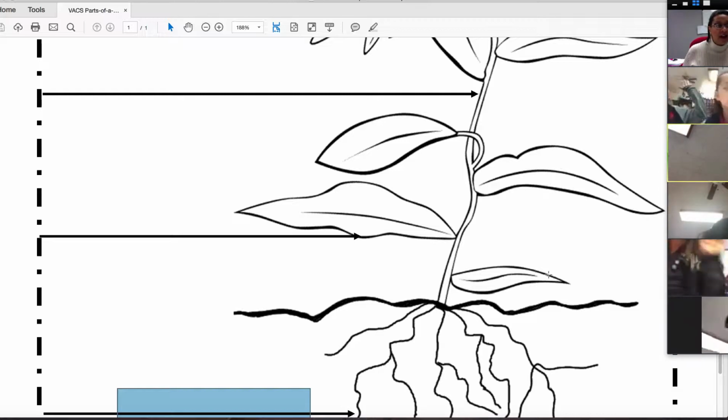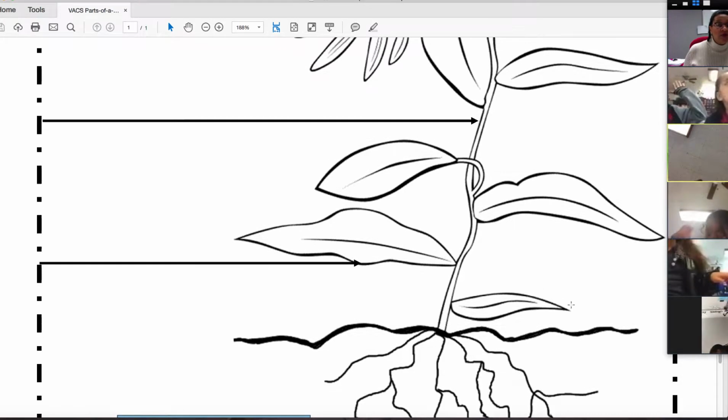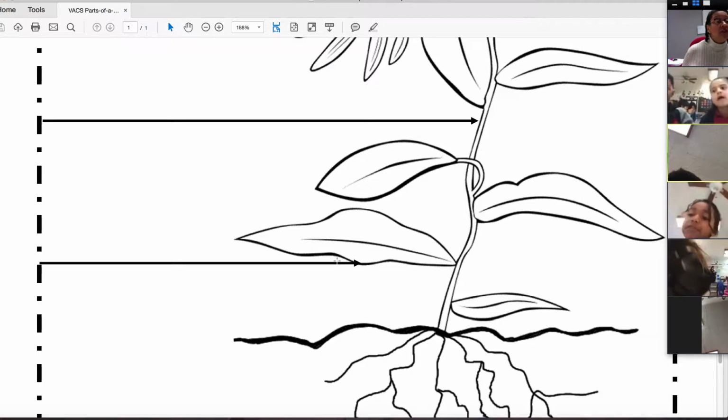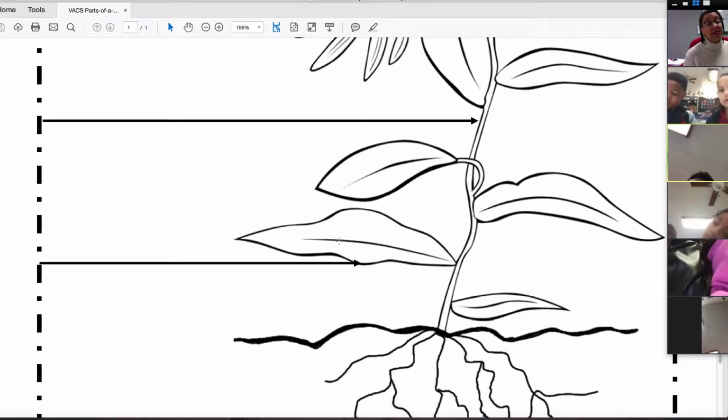All right. Now we're going to move up to the next line on your handout. And what is that pointing to? Can anyone tell me? Go ahead, yell it out. Leaf. Very good. Okay. So all that stuff I said about carbon dioxide going in and oxygen coming out, that happens here at the leaf. All right. So the leaf is really important as well.